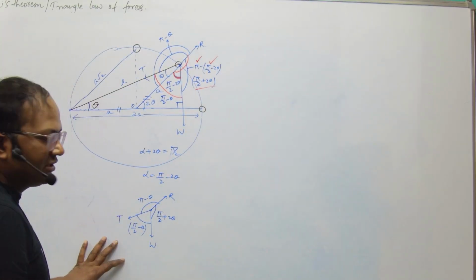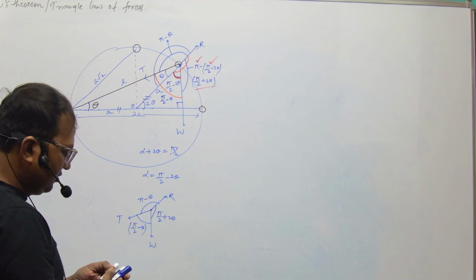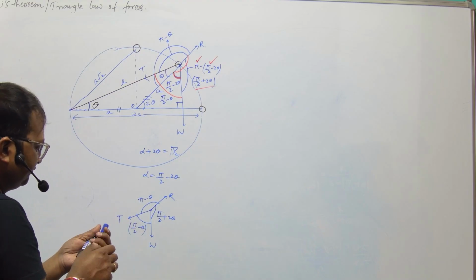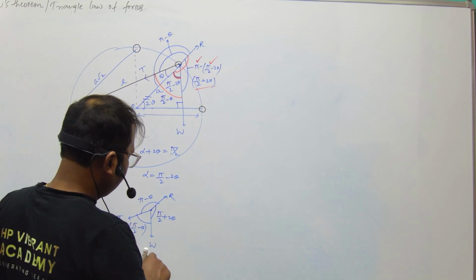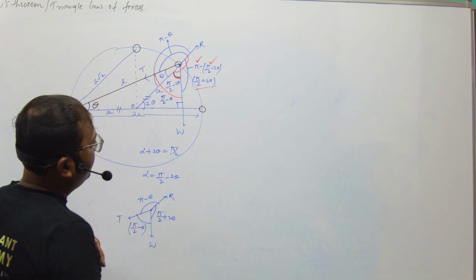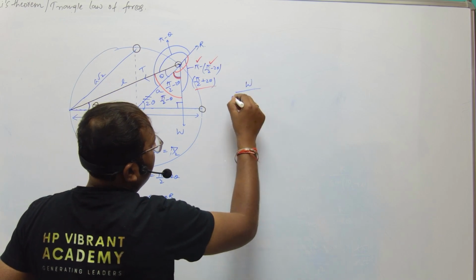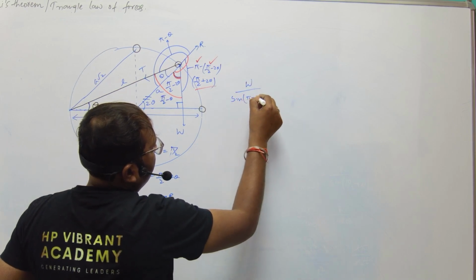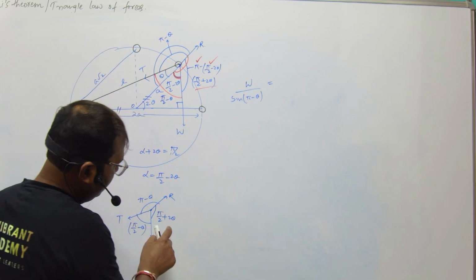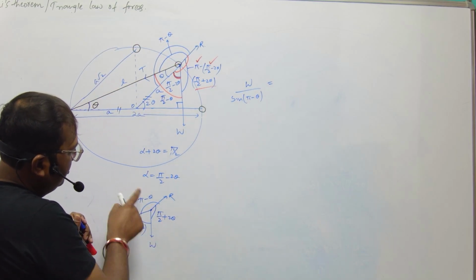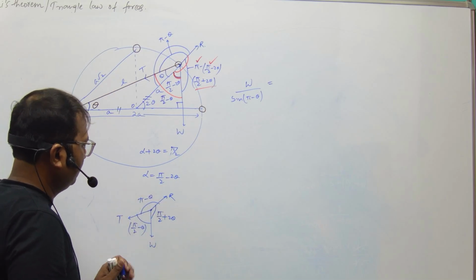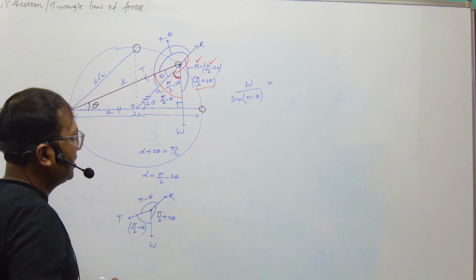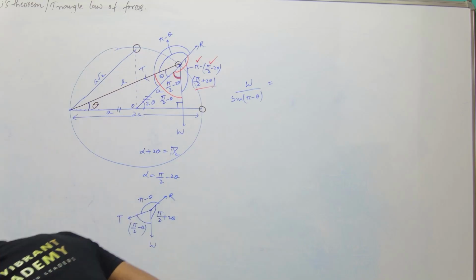Okay, so let us apply Lami's theorem on this particular figure. We have W upon sine of pi minus theta, which is W upon the sine of the angle between T and R. Let us write down one step more.